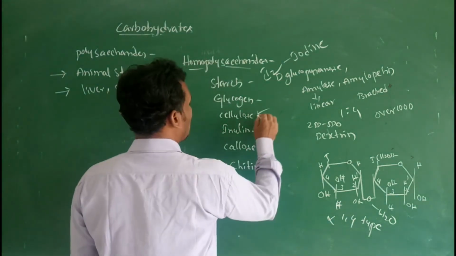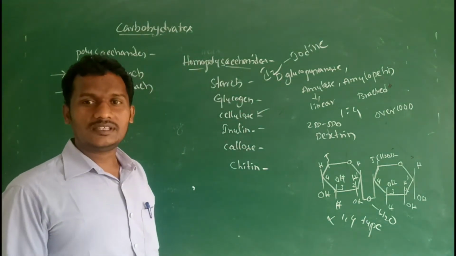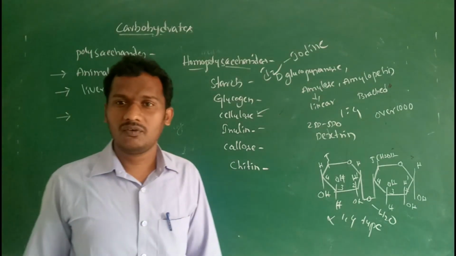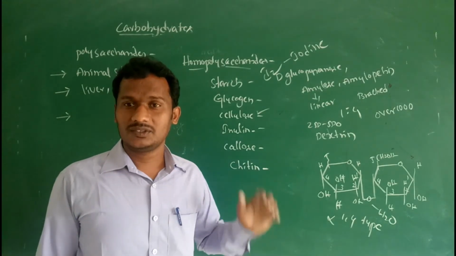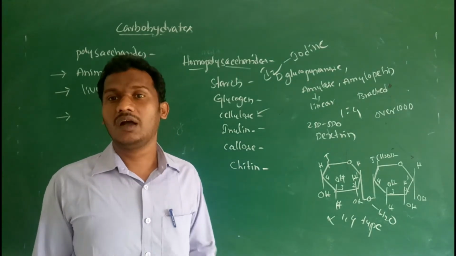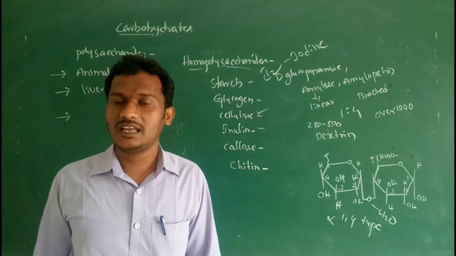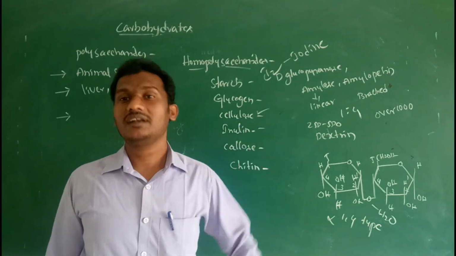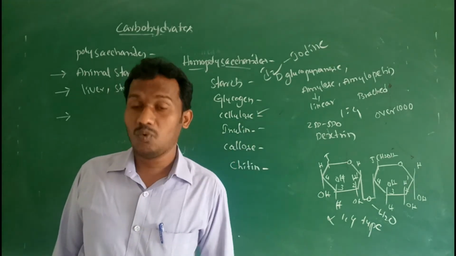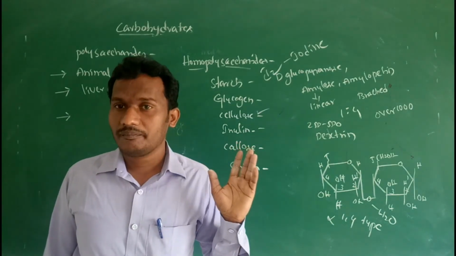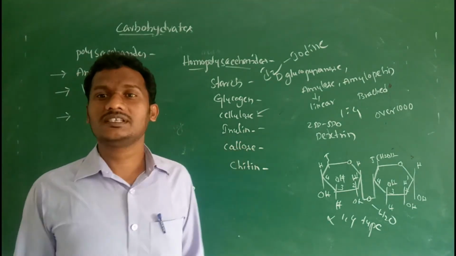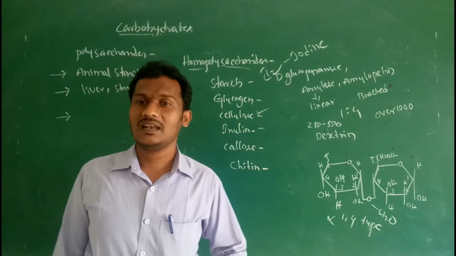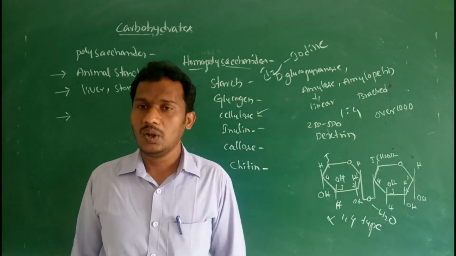So next, coming to cellulose. Cellulose is a reserved food material in plants. Generally the plant cell wall is composed of cellulose. Cellulose is the most abundant carbohydrate in the plant kingdom, the most abundant compound in the plant kingdom.